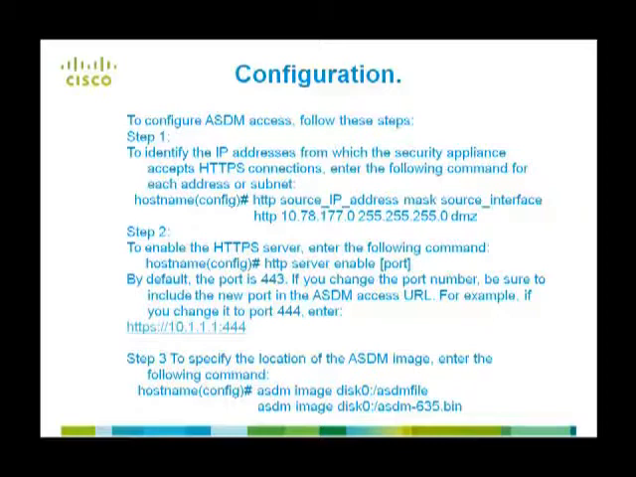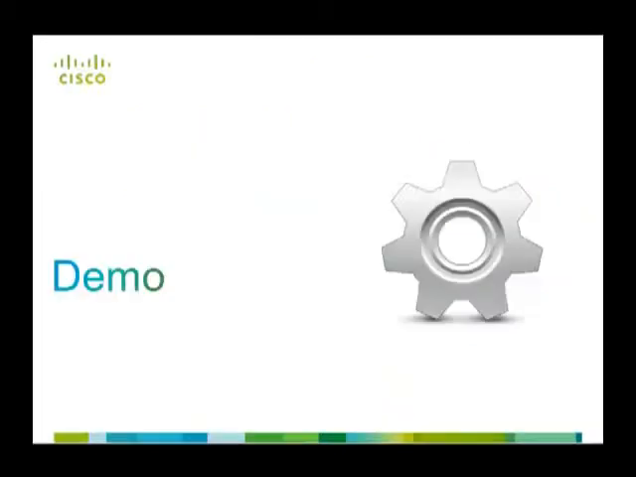The second step is to enable the HTTPS server by using the command http server enable. By default, the port used is 443. If you change the port number, be sure to include the new port in the ASDM access URL. The third step is to specify the location of the ASDM image. This is done by using the command ASDM image followed by the image location.